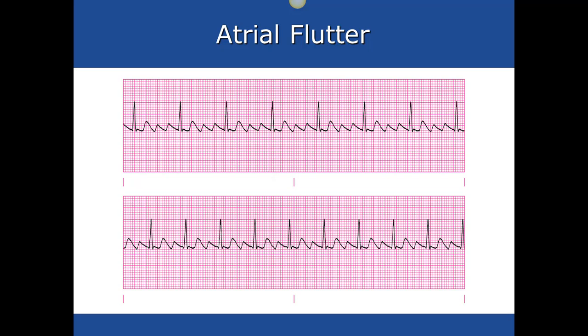Why is that? Because we see 3 F waves and then our QRS. We see 1, 2, 3, and then a QRS. 1, 2, 3, and then our QRS. So let's take a look at this one down here.